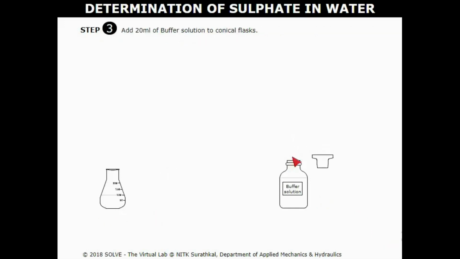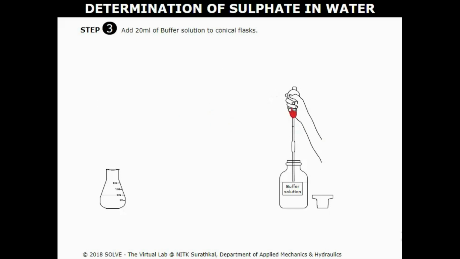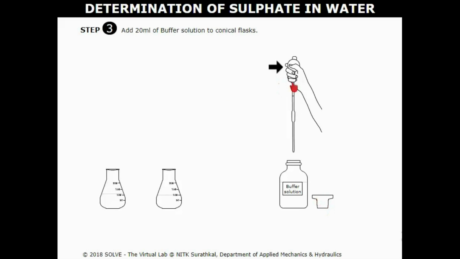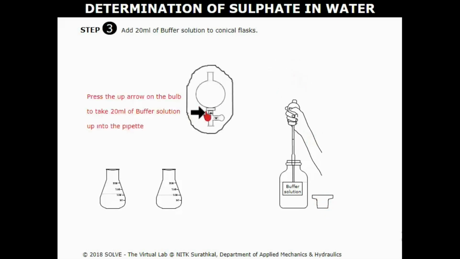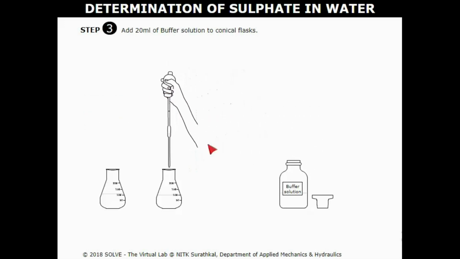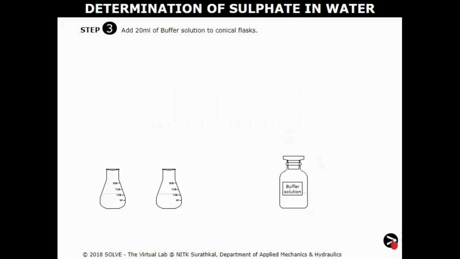Click here to open the lid of buffer solution. Click on the pipette to place it in the buffer solution. Click on the upward pointing arrow to pipette 20 ml of buffer solution. Click on the downward pointing arrow to release the buffer solution into the conical flask. Click here to pipette the solution and add the solution into conical flask. Close the lid of buffer solution. Similarly, add buffer solution to conical flask with sulfate solution, blank solution and sample solution.